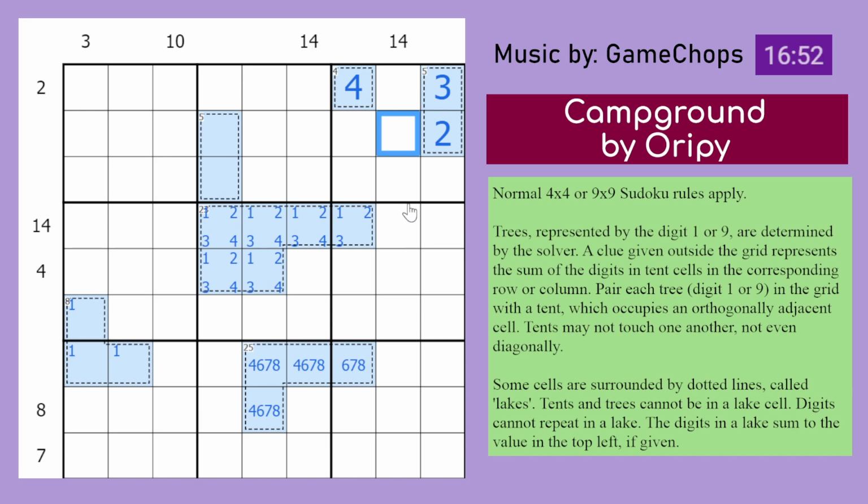Maybe the 14. Hold on, let me think about the 14. No, the 14 has a lot of options. Even if you did some random stuff with the cage, 14 has a lot of options for 3 cells. For 2 cells, we do know that it has to be 6 and 8, because 14 can only be made with 6, 8, or 5, 9. But you can't use 9 because 9s are trees.